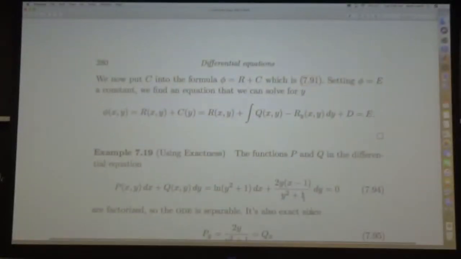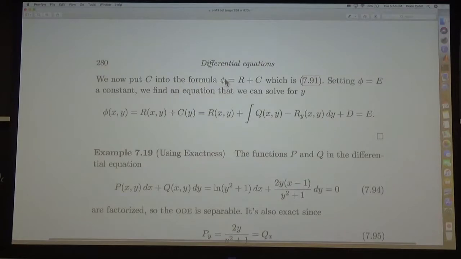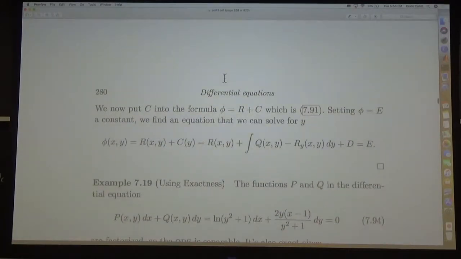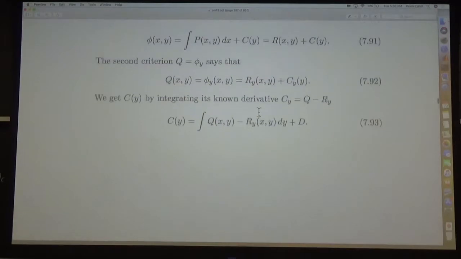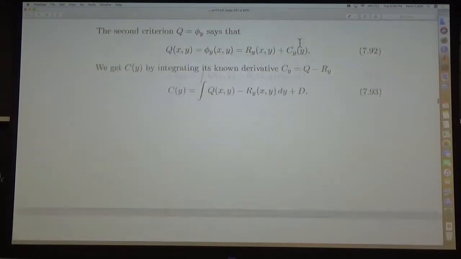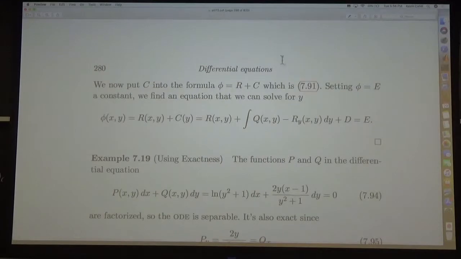And so now we're essentially done. We know that phi is r plus c, which was this equation here, and we then set phi equal to r plus c and set that equal to e. Then r is what we computed, and c is the integral of q minus r sub y. In fact, now that I see this, I realize that I could have done this integral by hand.